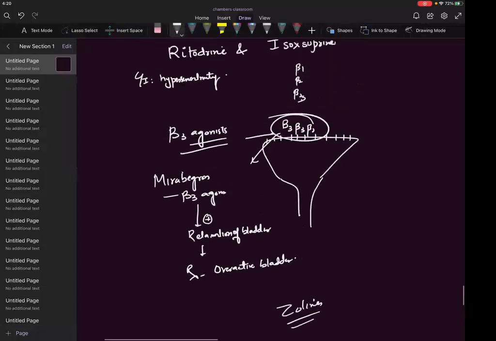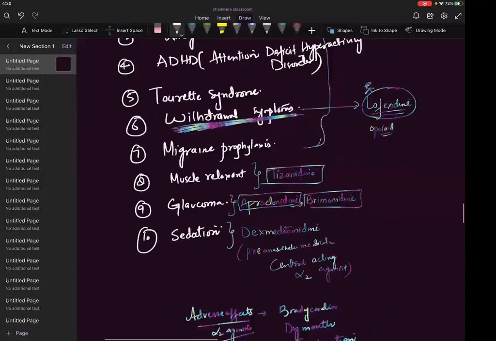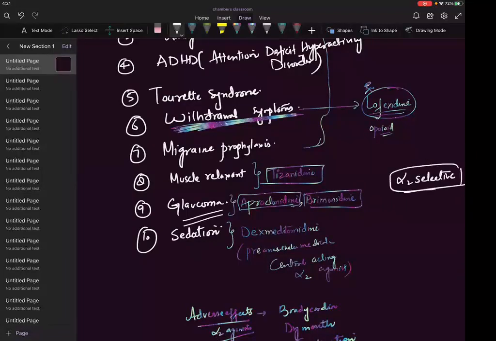Glaucoma. Okay. Apraclonidine, brimonidine. We give it for glaucoma, topical. Okay. They are selective alpha-2 agonists. Selective alpha-2. Okay.